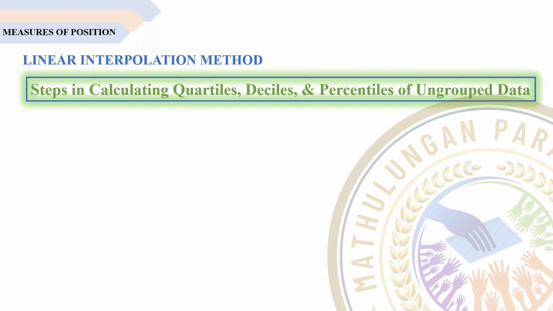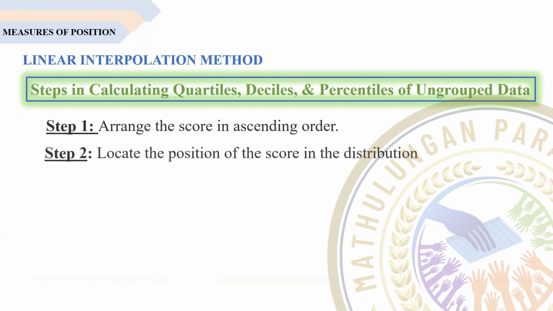So here are the steps in calculating quartiles, deciles, and percentiles of ungrouped data. First step, arrange the score in ascending order. So pag sinabi nating ascending order, aayusin natin yung given data natin from least to greatest. Second step, locate the position of the score in the distribution. So ito, gagamitin na natin yung formula na nabanggit natin sa previous slide. Either ang hinahanap natin ay quartiles, deciles, or percentiles. I-apply natin sa step 2.